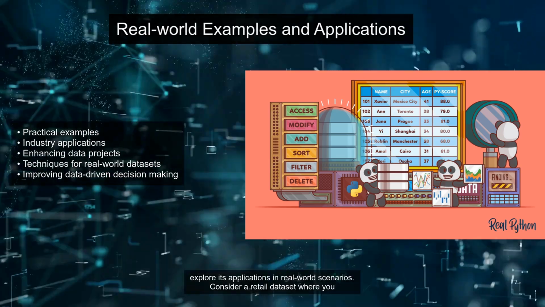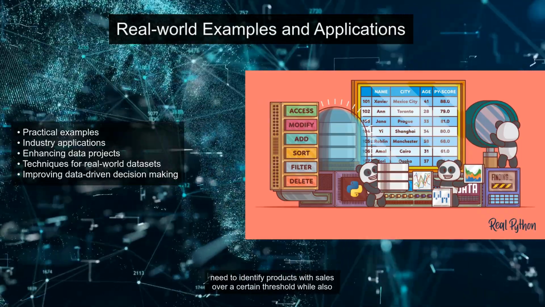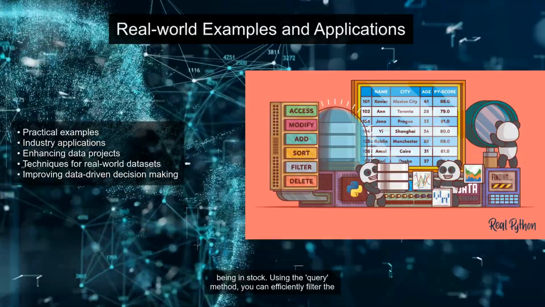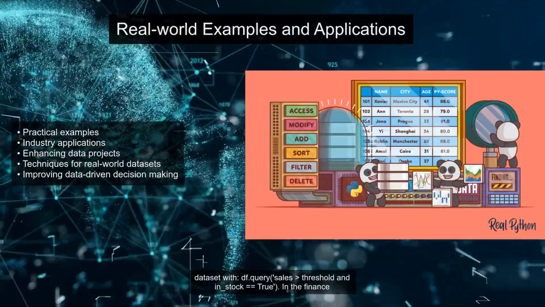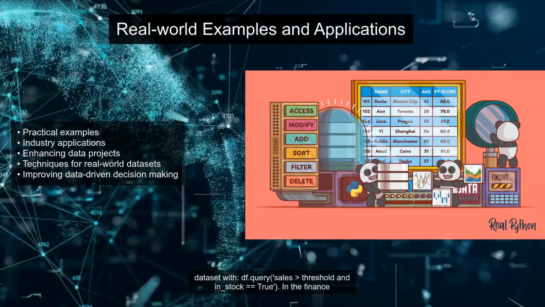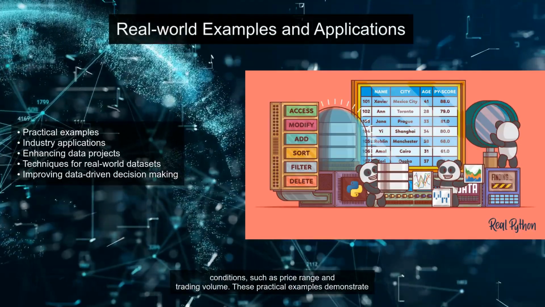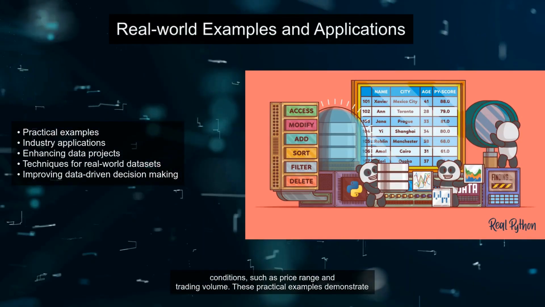To fully appreciate the power of the query method, it's helpful to explore its applications in real-world scenarios. Consider a retail dataset where you need to identify products with sales over a certain threshold while also being in stock. Using the query method, you can efficiently filter the dataset with df.query('sales > threshold and in_stock == True'). In the finance industry, analysts might use query to filter stock data based on multiple conditions, such as price range and trading volume.